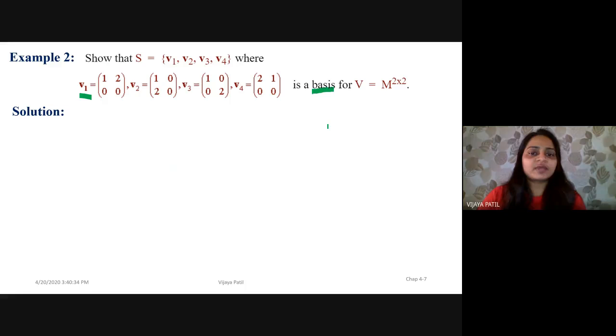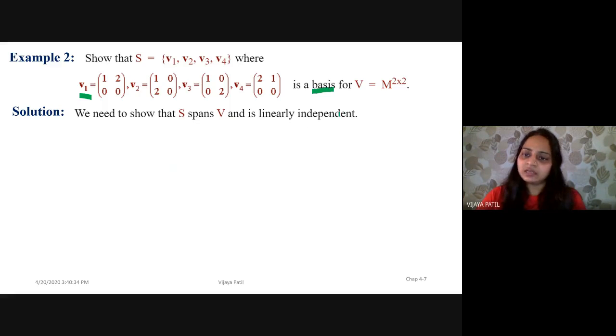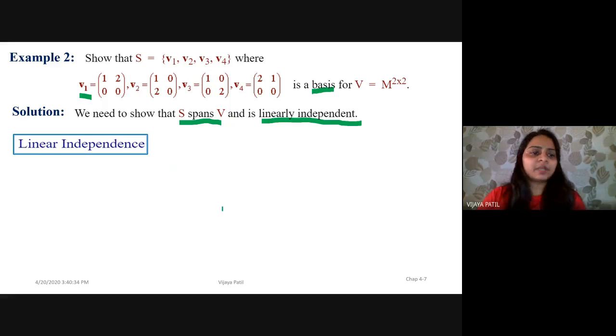What do we have to show? We have to show first that S spans V, and second that S, that is V1, V2, V3, and V4, are linearly independent vectors. So we need to show 2 things here: S spans V and is linearly independent. First we show spanning and then linear independence. Let us deal with linear independence first.